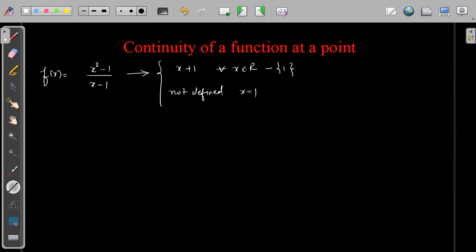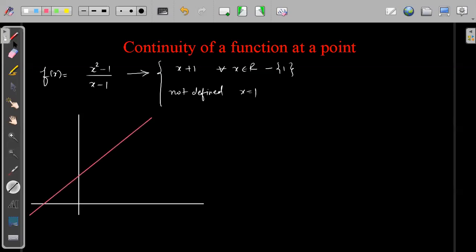Suppose I draw this function, the same thing which I have done previously. This function will be a straight line like this, and at x equal to 1, this function will be not defined. So this is the actual function which we have done. So what will we say?